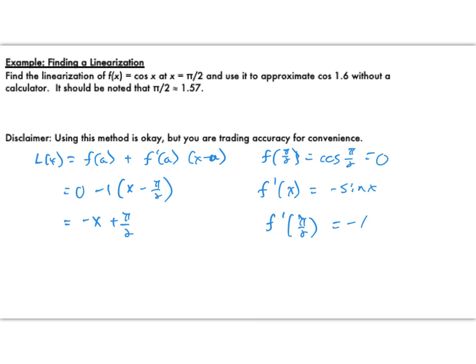All right, so that's my linearization, but now I need to come up with the estimate for cosine of 1.6. In order to do that, I'm going to find L of 1.6, which is negative 1.6 plus pi over 2, and that should be negative 0.03 if I'm using this decimal approximation up here to help us out.